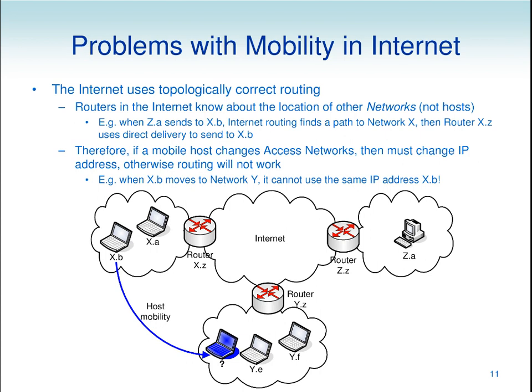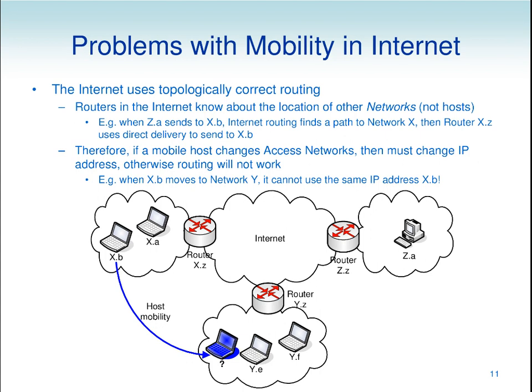Let's see why it's difficult. Here's our example internet. Focusing on the diagram, we have in network X some hosts, and we have some other networks. Let's say our host X.B wants to move into this other access network. This is SIT's wireless LAN. This other access network, network Y, is the AIS 3G network.